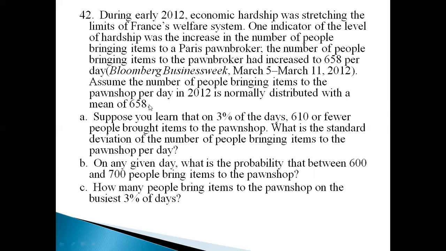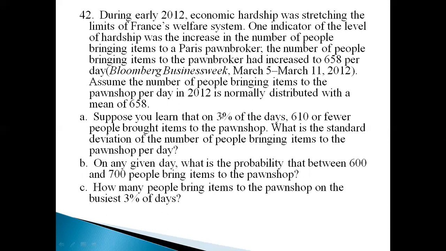mean of 658. So for question A, it says, suppose you learn that on 3% of the days, 610 or fewer people brought items to the pawn shop. What is the standard deviation of the number of people bringing items to the pawn shop per day? B, on any given day, what is the probability that between 600 and 700 people bring items to the pawn shop? And C, how many people bring items to the pawn shop on the busiest 3% of days?